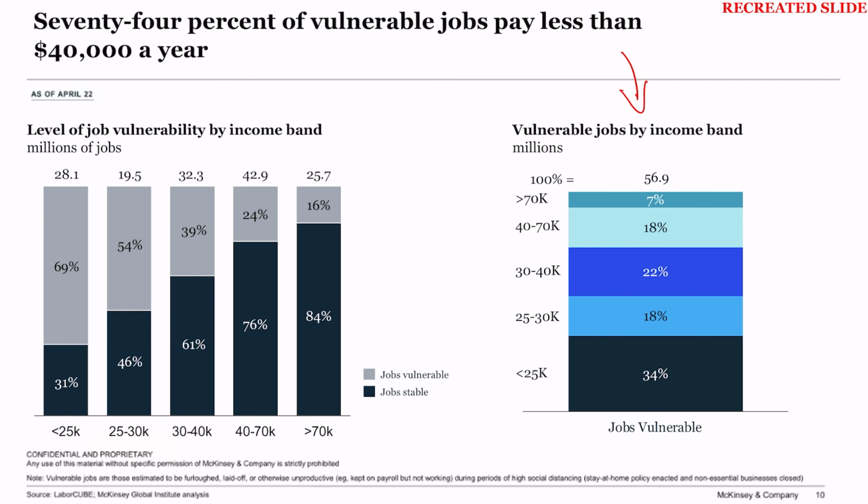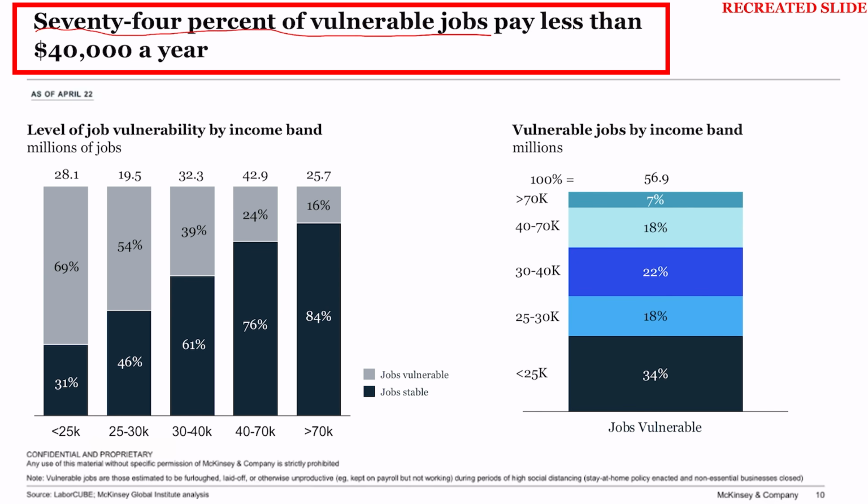So this says vulnerable jobs by income band. In other words, it's taking the total number of vulnerable jobs, which would be this times this, plus this times this, etc., gives you a total of 56.9. And it's saying, how does that break down between these different groups? And the message they're trying to show here is actually what's listed in the title. 74% of vulnerable jobs pay less than $40,000 a year.